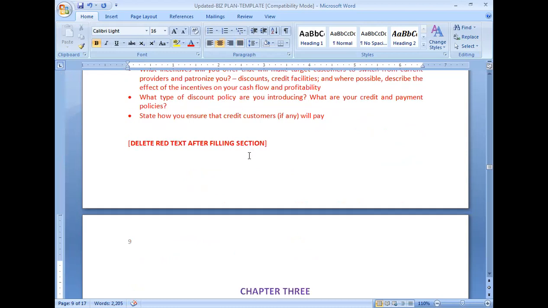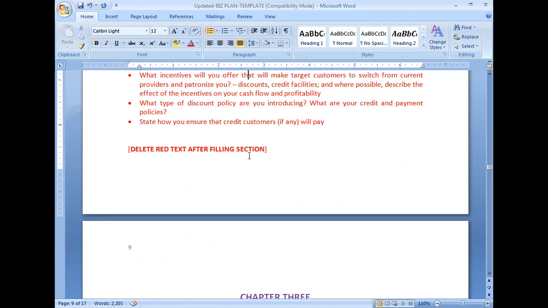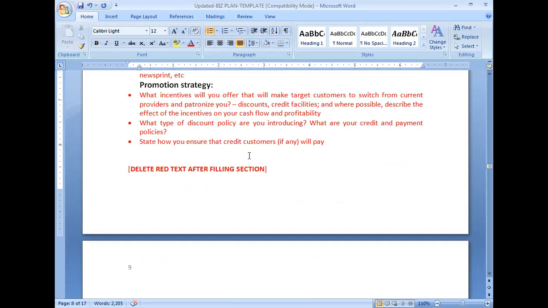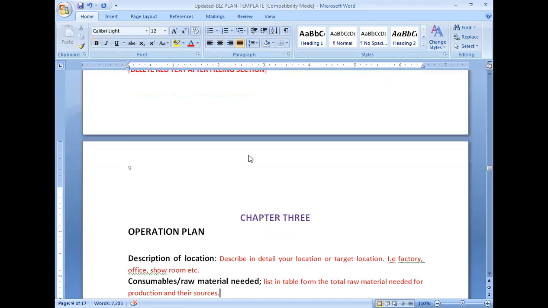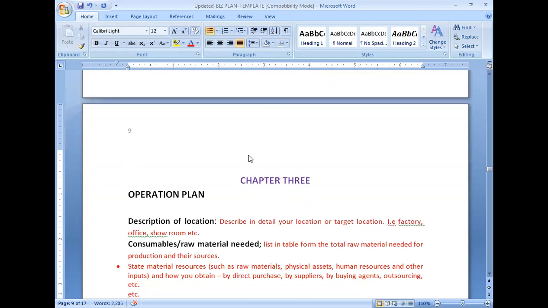So promotion is talking about those ideas or those offers that you are going to be giving out to increase your sales volume or to attract more customers. So this can be seasonal discounts, buy one get one free, quantity discounts, credit facilities. So list as many as you want to use. Always ensure to delete the items in red color. So having said that, we are done with chapter 2.